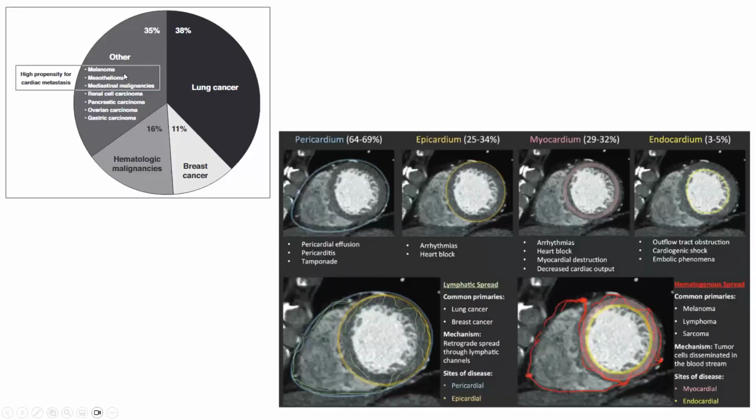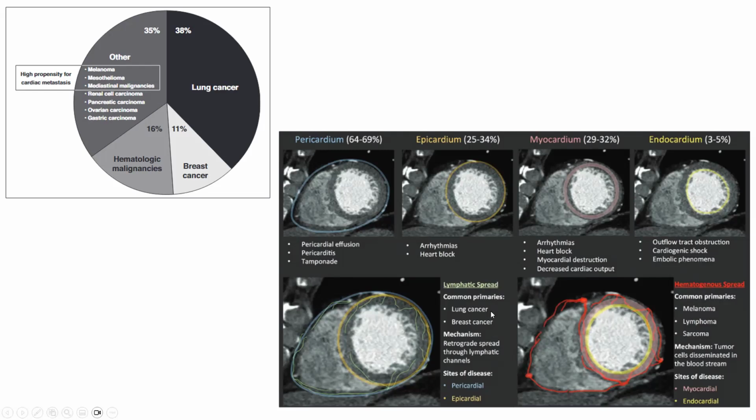Because of a history of melanoma, the working diagnosis was that of a melanoma metastasis to the pericardium. Generally, melanoma, mesothelioma, and mediastinal malignancies have a high propensity for cardiac metastasis. Though if you are considering a single malignancy, probably lung cancer would be one of the most common tumors that we see. Pericardium is the most common site, and in general, you can have lymphatic spread or hematogenous spread.